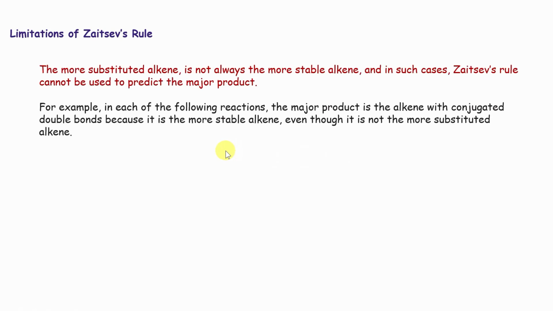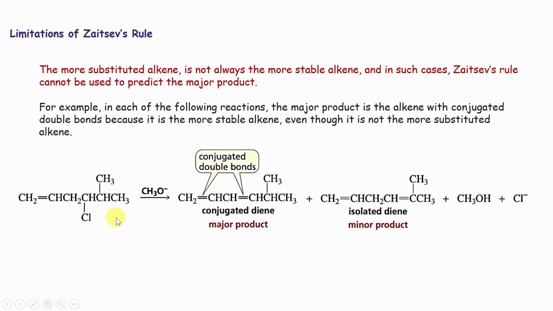For example, see this reaction. It is an alkyl halide containing a double bond, which on treating with methoxide, we will get two dienes. One of the dienes is a conjugated diene and the other is an isolated diene. The conjugated diene is obtained as the major product, even though it is less substituted.